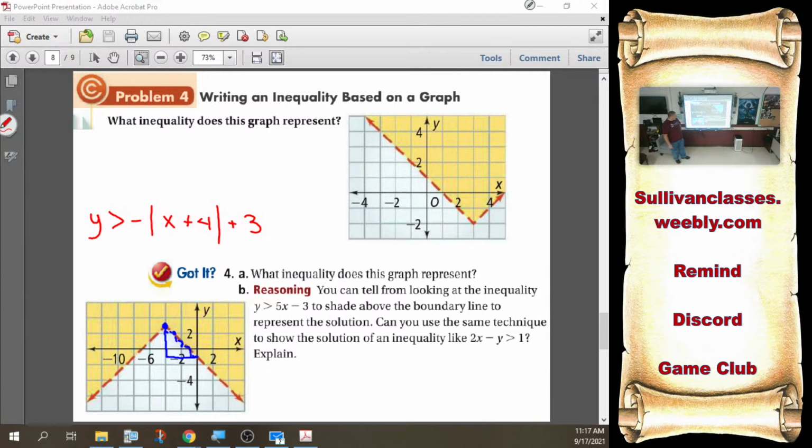Just talk about the reasoning part. You can tell from looking at this inequality to shade above the boundary line. Can you use the same for this? So if I look at this one, I can say I have to shade above the line. Can I still use that here when it's not in slope-intercept form? When I turn it into slope-intercept form, I'm going to end up flipping the inequality. That doesn't always work. Sometimes it does, but it depends on the signs. Okay?